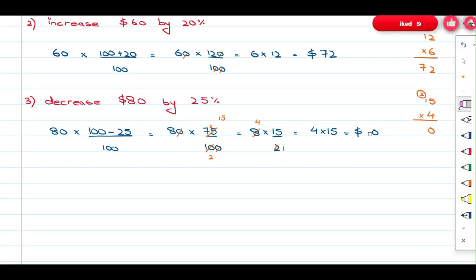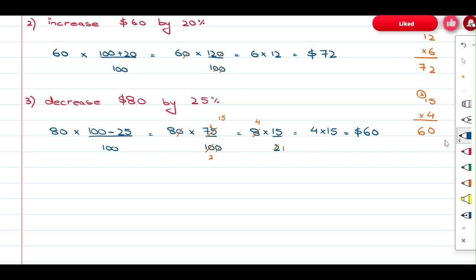Sorry, I messed up. 4 times 5 is 20, 2 and 0. 4 times 1 is 4, 5 and 6. It's $60. So when you decrease $80 by 25%, the price is $60.